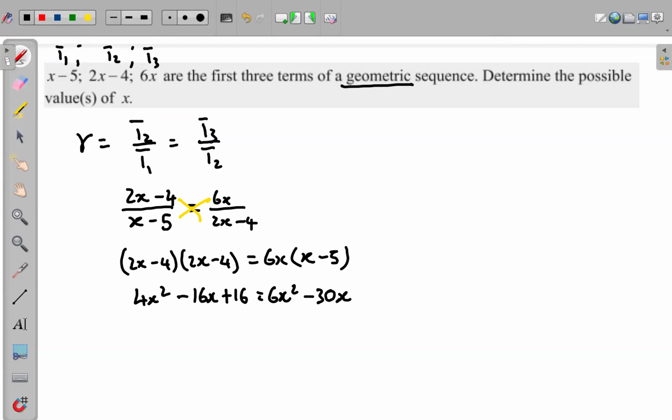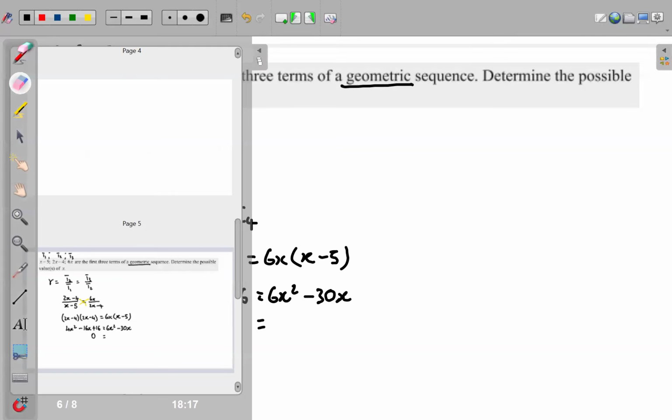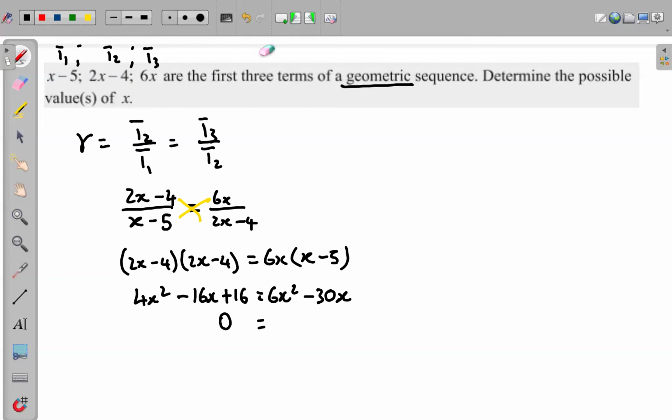It does not matter whether you had 6x into x minus 5 this side and then this product this side. It doesn't really matter. You would still get the same result. This is just a basic quadratic equation, and by now at grade 12 level, we know how to solve quadratic equations. So I'm going to work on the right hand side and have my equation in standard form here.